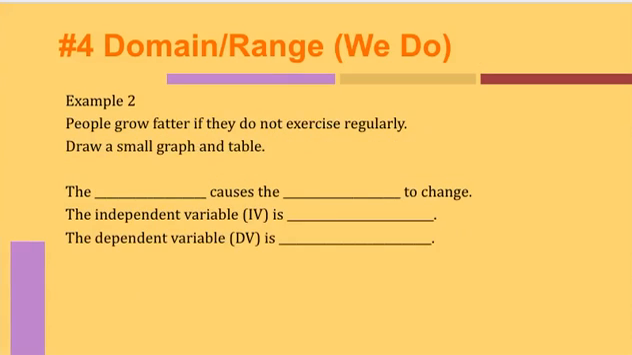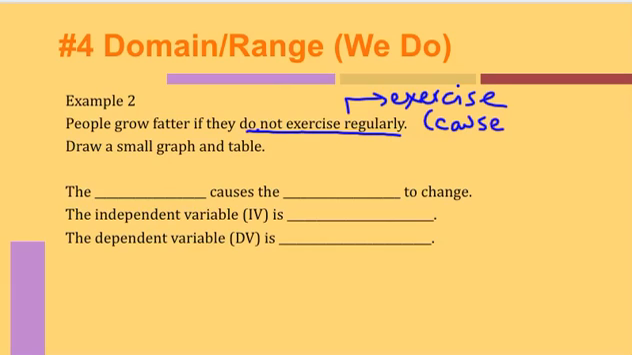This second example, here we go. It says, people grow fatter if they do not exercise regularly. Draw a small graph and table. Now this might not be exactly true, there might be other factors, but let's just take this situation as it is. I'm going to think to myself, do people grow fatter just immediately, or is there a cause? Now in my mind, I know in this situation, it's because they do not exercise regularly. So exercise is the cause of the situation. That's what happens first. The second thing is that they grow fatter. And maybe that's not the nicest thing that I could say, but I'm going to go ahead and call it weight. And that's the effect of the situation.